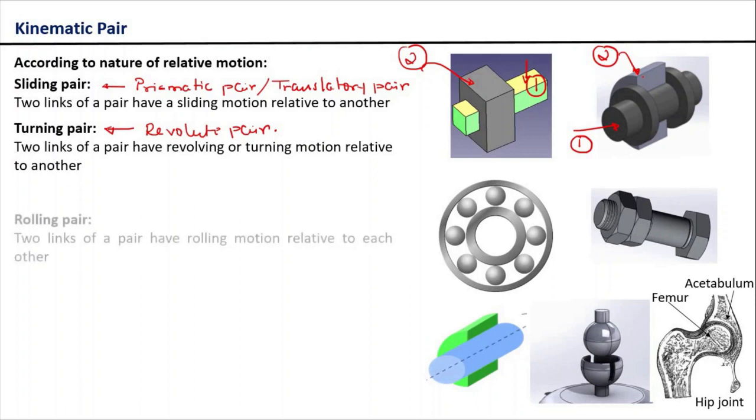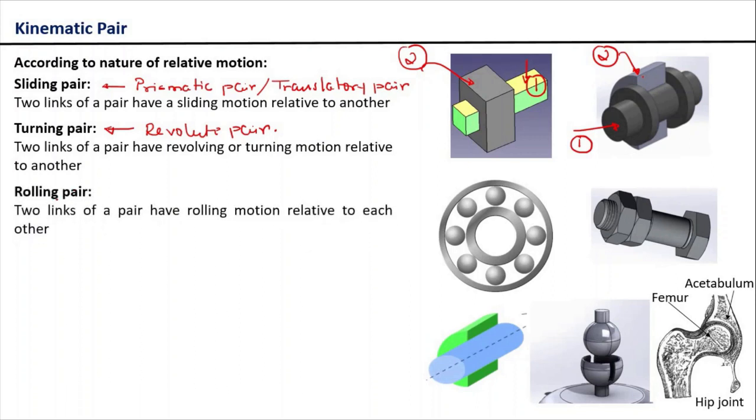Now let's move to another type of pair, which is called a rolling pair. Obviously, as the name suggests, in this case the two links of the kinematic pair will have a rolling motion relative to each other. One example of a rolling pair is the ball or roller bearing.